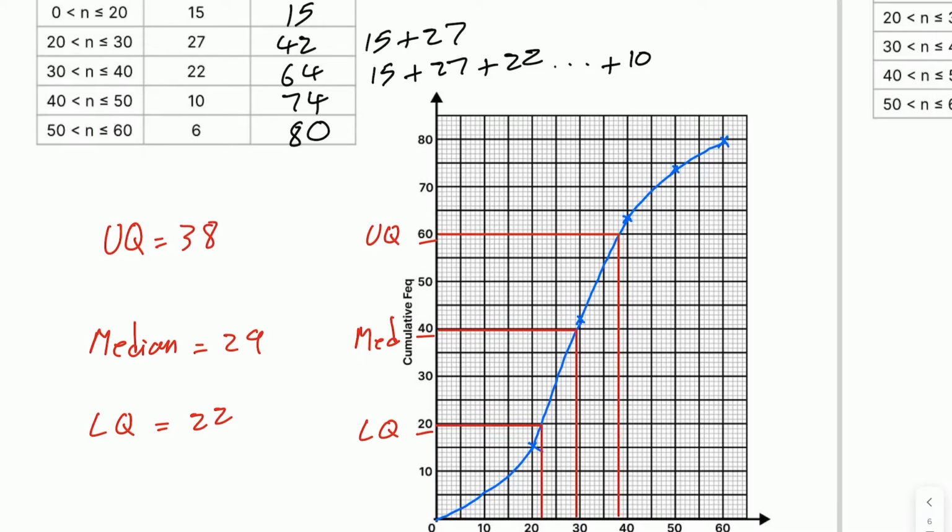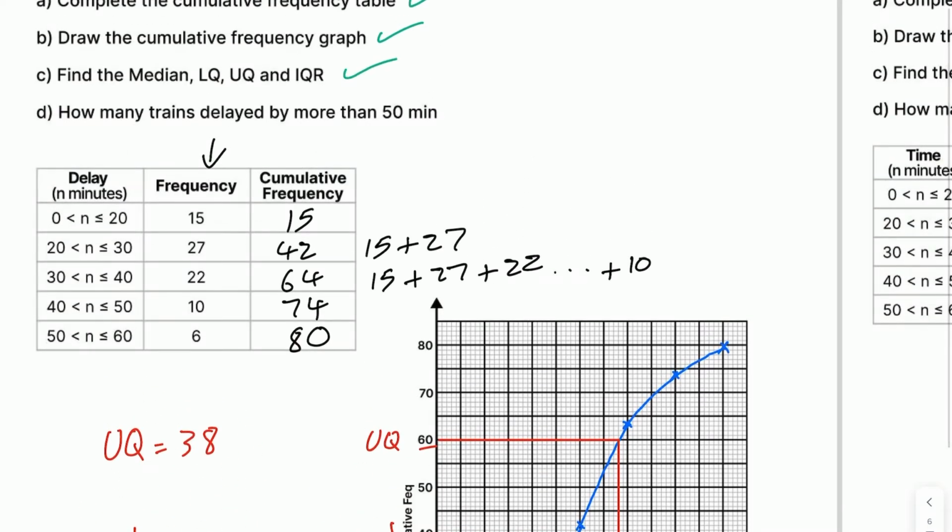Okay, so in this case, we have that, and finally the question asks for the interquartile range, and the interquartile range is simply the upper quartile take away the lower quartile. So if I do 38 take away 22, I get 16. So if I go back up, I can tick that off as well, and then it says how many trains were delayed by more than 50 minutes.